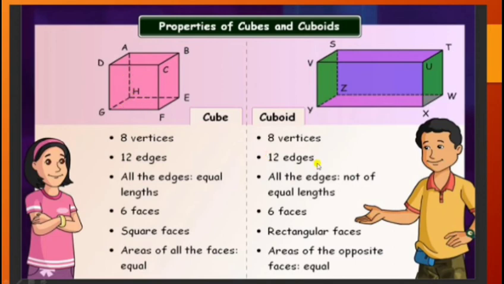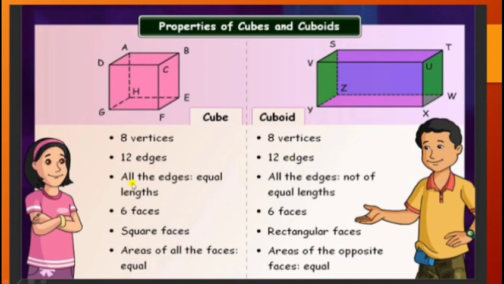In the same way, the cuboid is also having 12 edges. Let us count: top 1, bottom 2, right side 3, left side 4. Now opposite of that, 5, 6, 7, 8, 9, 10, 11 and 12. So this way we are having 12 edges.